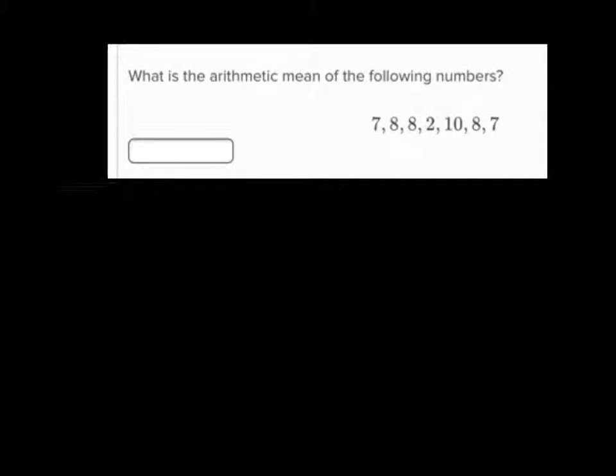It says, what is the arithmetic mean of the following numbers? Now when you're calculating the mean, all you're doing is adding them up and dividing by how many there are. Let's count how many there are. 1, 2, 3, 4, 5, 6, 7 of them. So we're going to take our total and divide by 7.